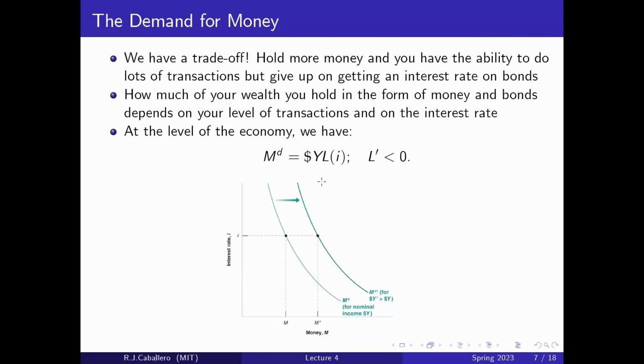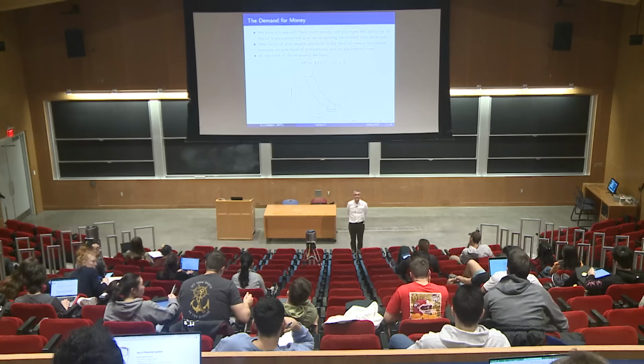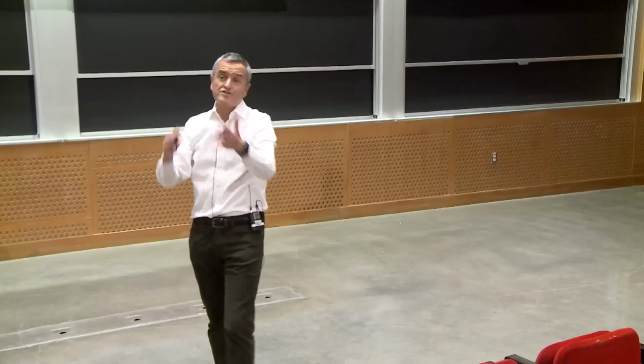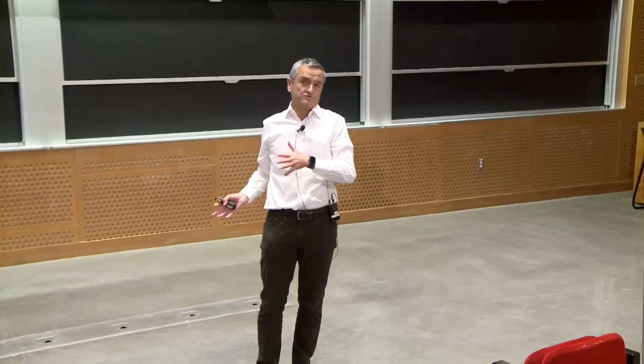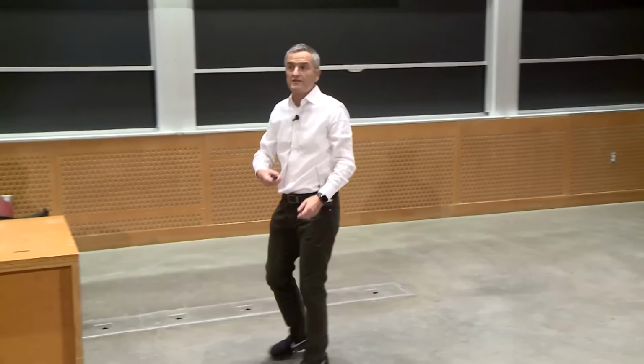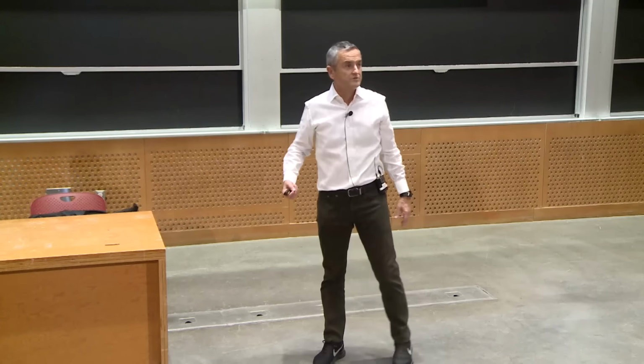Why is it a downward sloping curve? The interest rate is higher, it pays off more to have bonds. Exactly. Your decision, if the interest rate is very high, is to go more towards bonds. If the interest is very low, I don't care too much about bonds. I'd rather keep the thing that helps me transact, which is money.